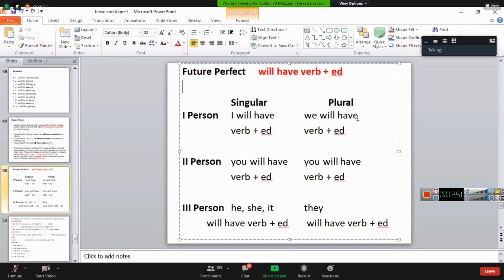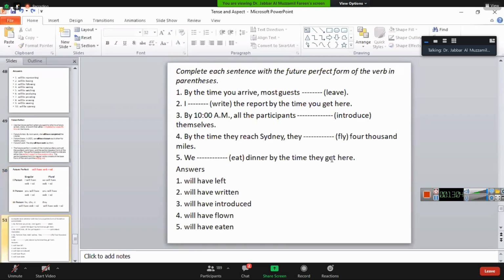Again and again, let me remind you all to note the irregular forms of any verb that you come across. Okay, so please be honest. I have given the answer, but just see the question and answer me. By the time you arrive, most guests will have left. What is the answer? Will have left. What is the form here? Leave, left, left. So the third form, the participle, will be taken here.